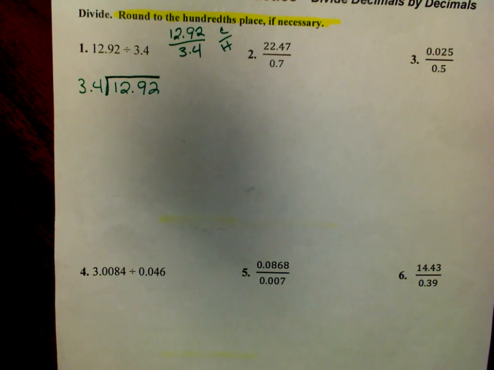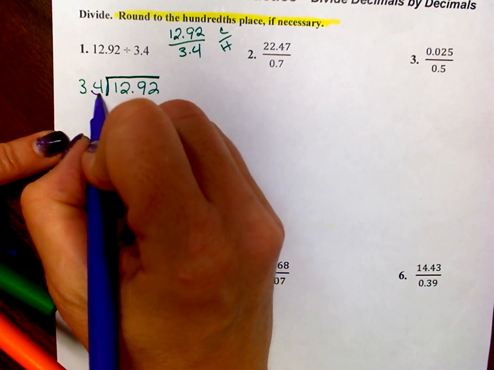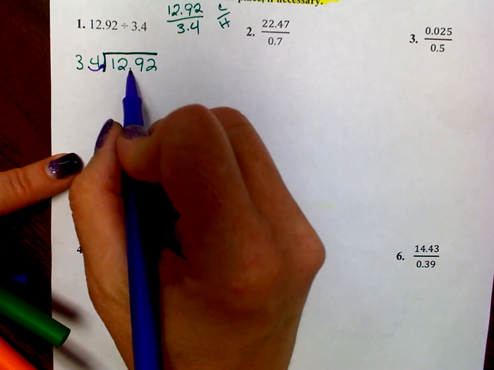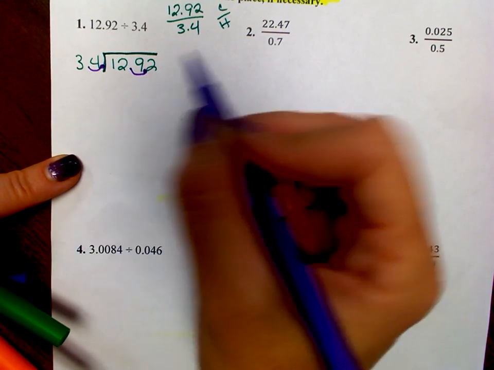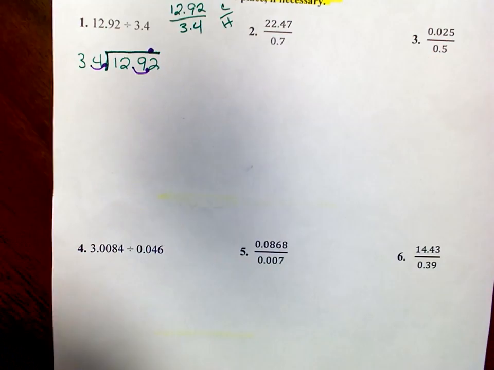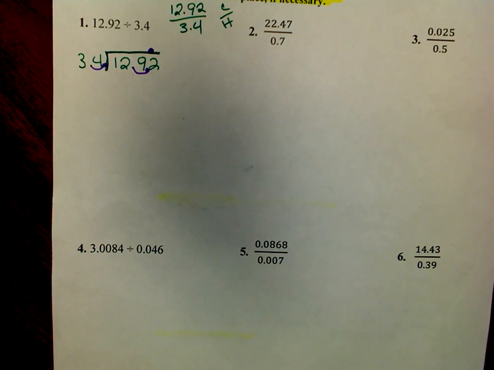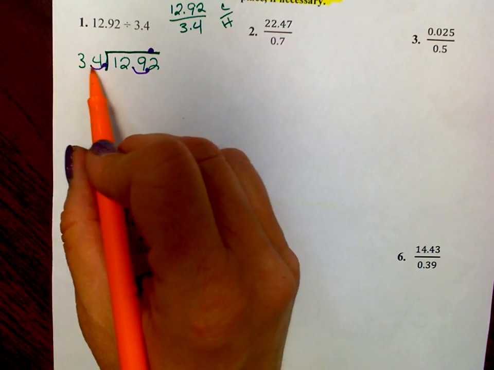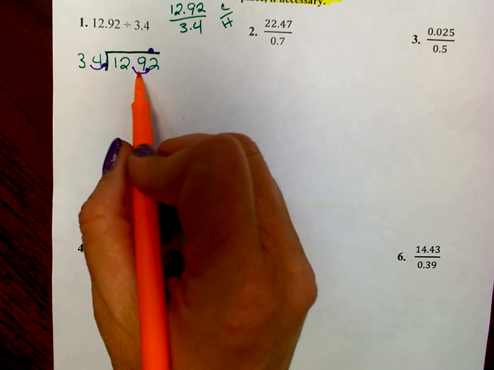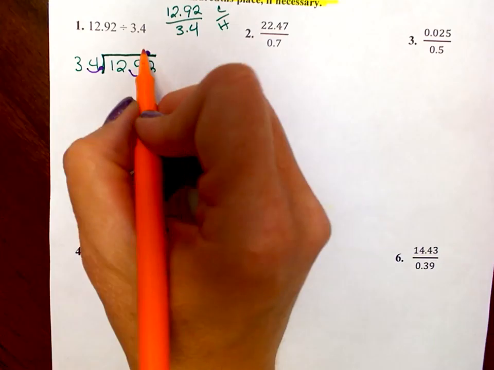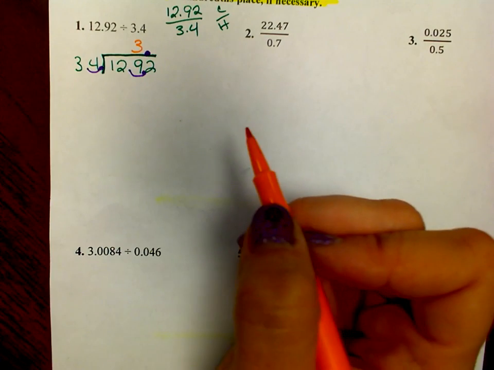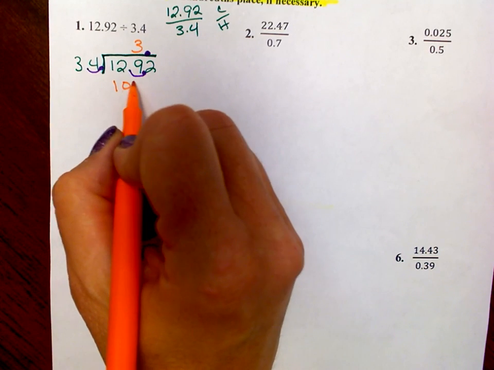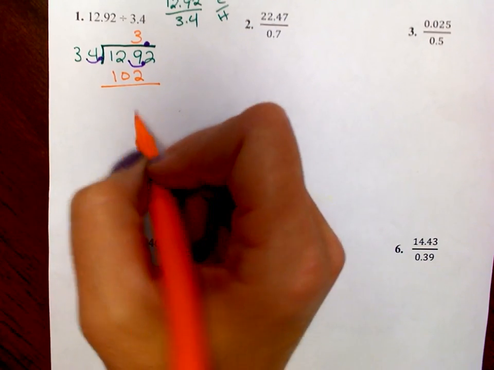We need to move the decimal over to get a whole number, and I'm going to move it one time. If I move this decimal, I have to move this decimal over the same amount. So I'm going to move the decimal right up there. And then how many times does 34, because that's your new number, go into 129? It's going to be 3 times. So 34 times 3 is 102. And you subtract that.